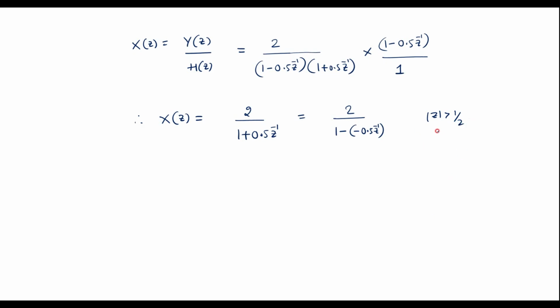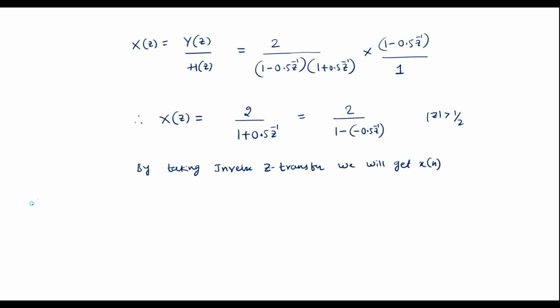The ROC will be z is greater than 1 by 2. It indicates that the signal is right sided signal, that is causal signal. So to find x of n, we are supposed to take inverse z transform. By taking inverse z transform, we will get x of n.